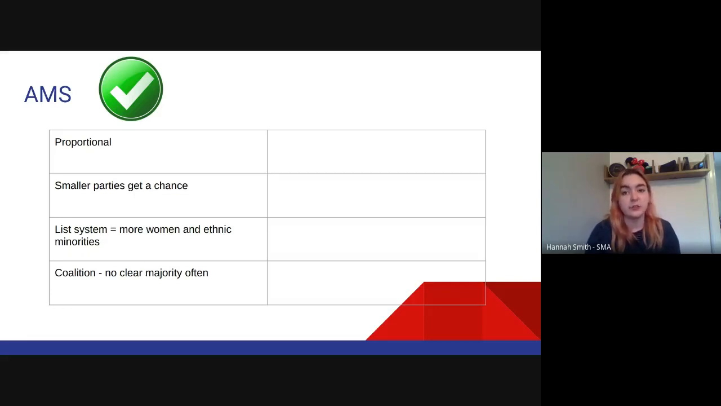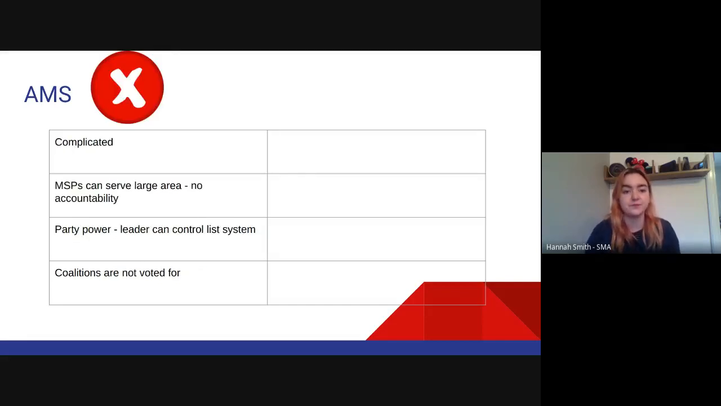The SNP currently rule under a minority government. That means their laws or their legislation they want to pass have got to bring other political parties on board. They can't just go, we'll do it anyway. They have to rely on support. That can mean that there's a lot of scrutiny on bills, but it's going to benefit a lot of people.